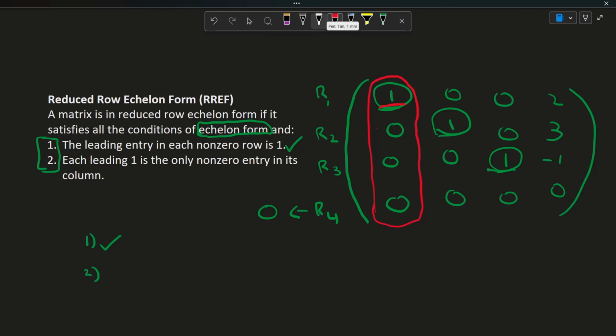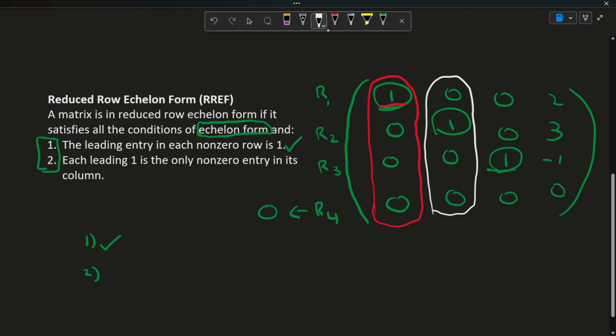Now let's look at the second one, the second row. Again, this is the leading one. Each leading one is the only non-zero entry in the column. And it is the only non-zero entry because everything above or below it is zeros. And now finally, the third column, where there's a 1 here, and that is the leading 1, and every number above or below it is a 0. So the second condition is also satisfied. We don't look at the fourth row because there's no leading entry there. It's only talking about the leading ones, or the first ones in each row.